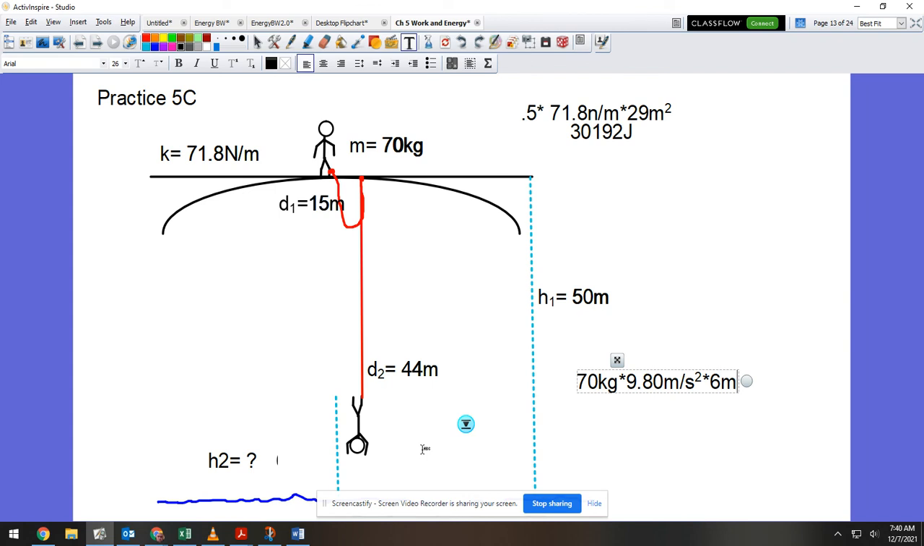So now I have some more numbers. Let's go 70 times 9.81 times 6, and I get 4120 joules. Then the question says, what is the total potential energy? So I just add these up: plus 30,192 comes out to 34,312.